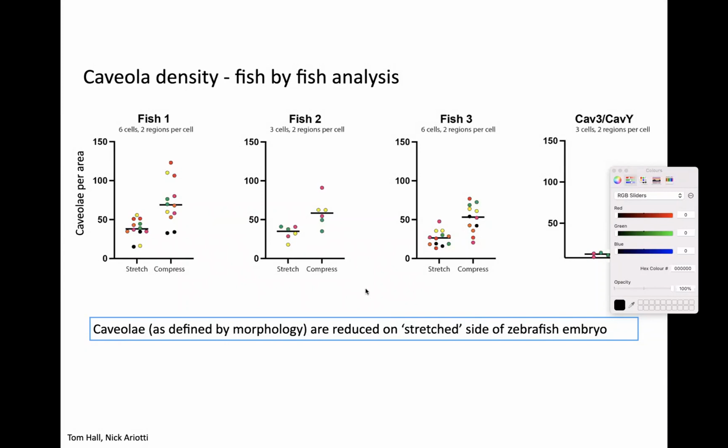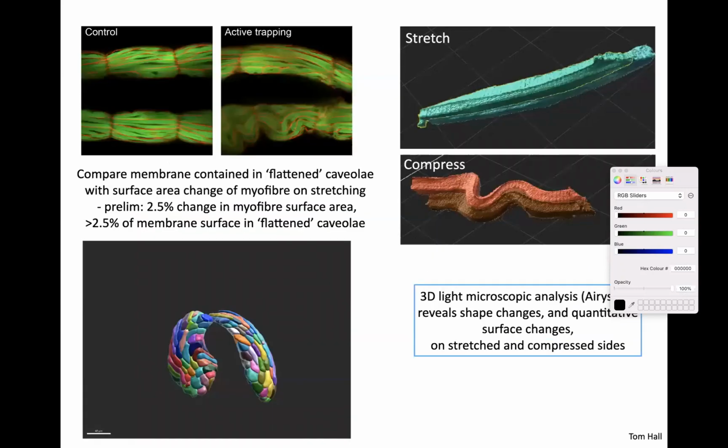And we had to optimize conditions so we could look at large areas and yet be able to clearly define caveolae. And we know we are defining caveolae because we have a knockout of caveolae, and we can see that we lose caveolae in that knockout using the same conditions. So caveolae is defined by morphology, reduced on the stretch side of the zebrafish embryo.